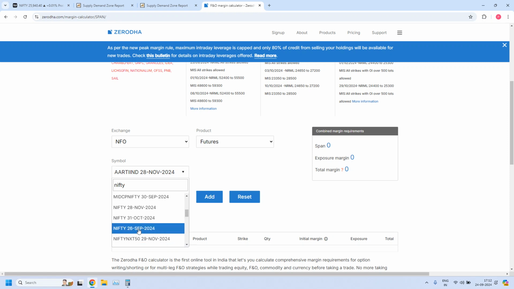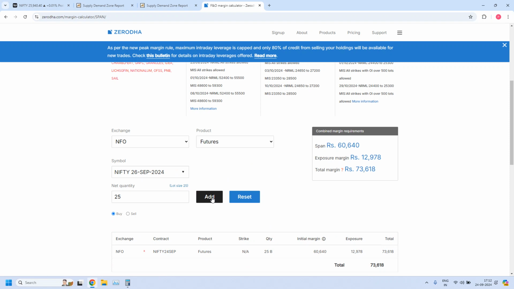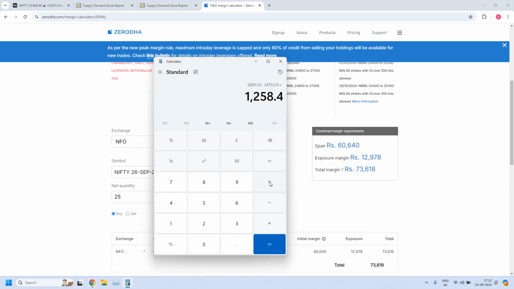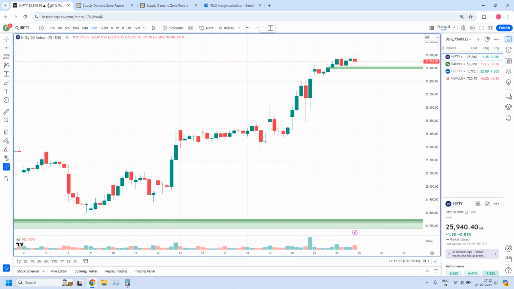Nifty 26th September expiry, I am just calculating, into 25. You got 31,460 rupees. Within how many days? This is for one lot of Nifty. See, the futures lot cost is also less. Now it is 73,618. When you took the trade, the future lot cost could have been 69,000 something.